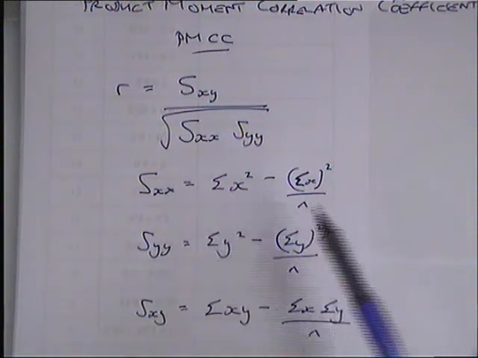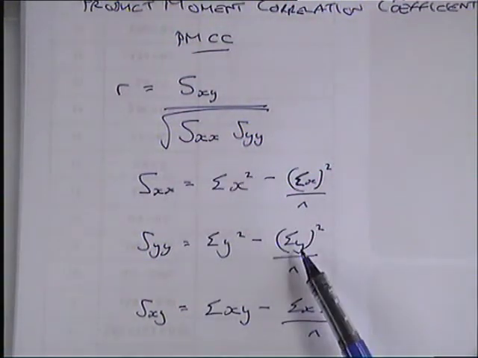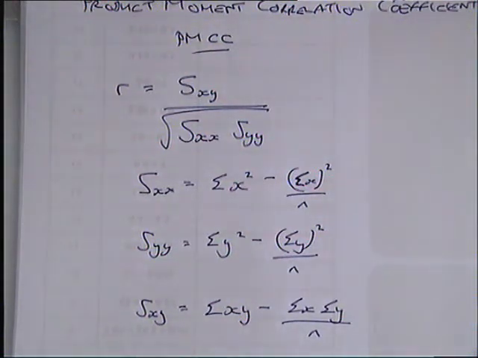There is a pattern here, because sigma y squared you could think of as sigma yy, whereas the xy one is xy and the xx one is xx. And then over here, that is sigma x times sigma x. That's sigma y times sigma y. This is sigma x times sigma y. So there is a pattern here in these three formulae.